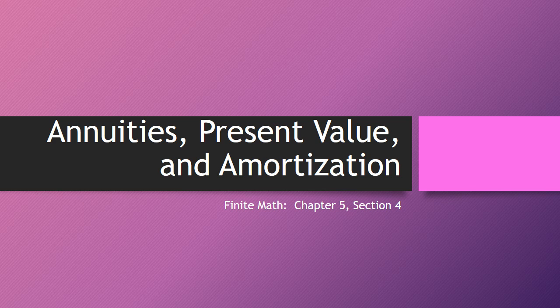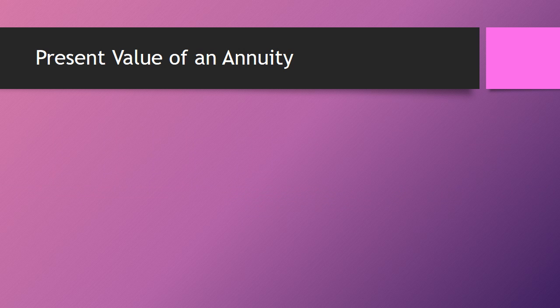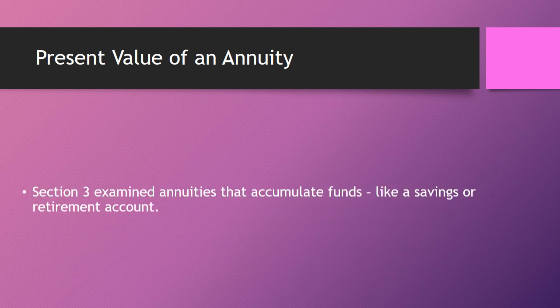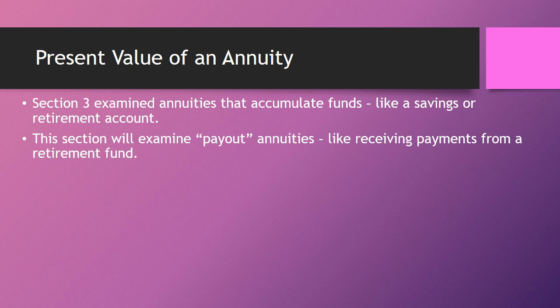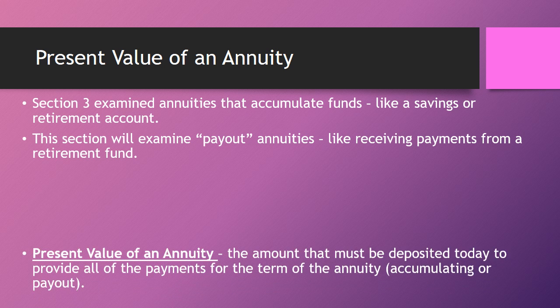Finite Math, Chapter 5, Section 4, Annuities, Present Value, and Amortization. The present value of an annuity. In Section 3, we examined annuities that accumulate funds. Now we're going to look at payout annuities, like receiving payments from a retirement account or a winning lottery ticket.